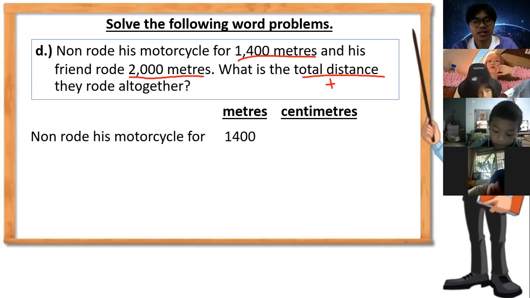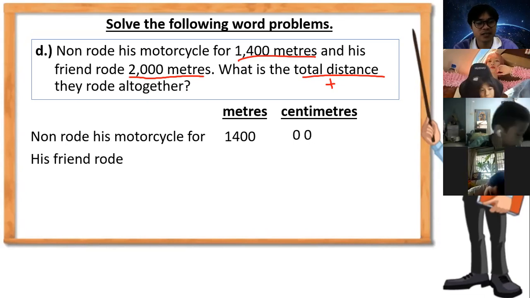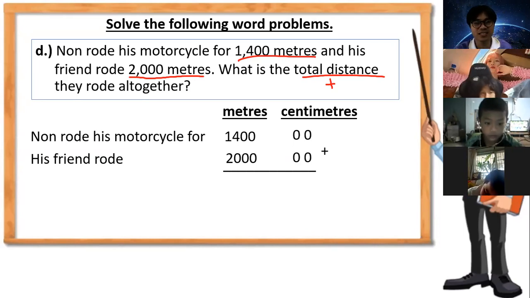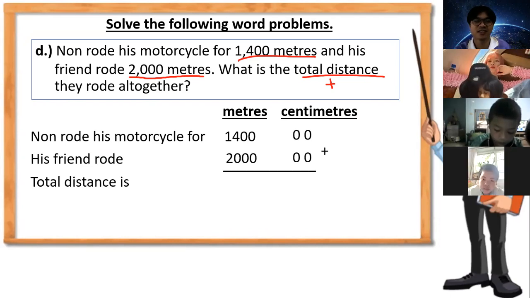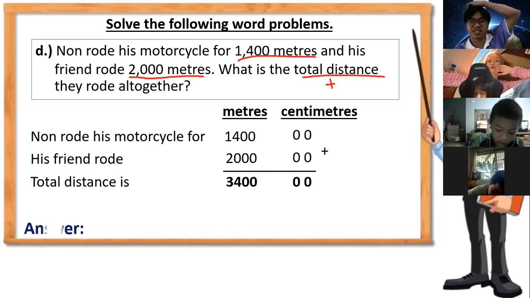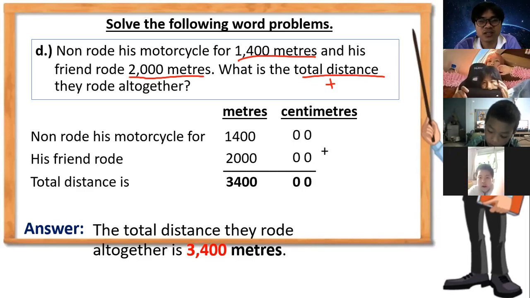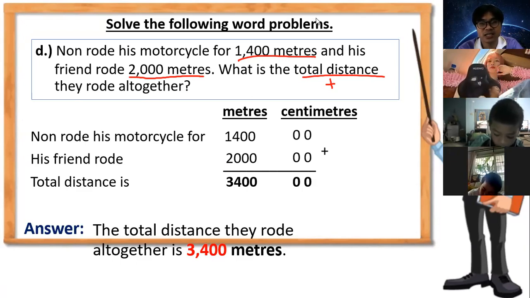Okay, so Non rode his motorcycle for how many meters? 1,400 meters. And there's no centimeters here. Just put 0. Next, his friend rode 2,000, plus. Okay, like that. So total distance. Total distance is very easy. 3,400 meters or 3 kilometers and 400 meters. So go back to the question, and then write your answer in the form of a sentence. The total distance they rode together is 3,400 meters.